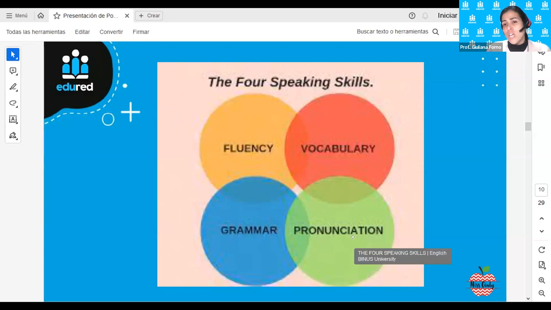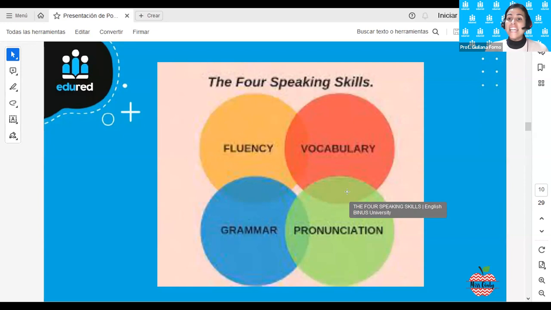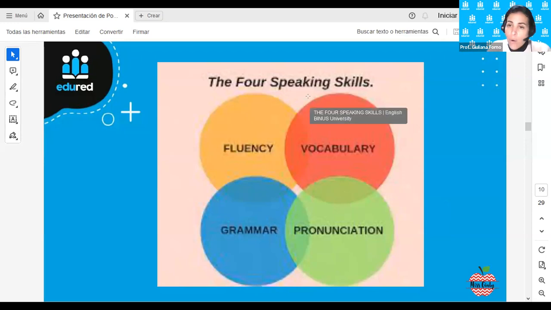And as I said, the pronunciation. With the pronunciation, we have the intonation. Remember that we need to be very aware of the punctuation. If I have a comma, if I have a point, if I have a colon, I need to respect that in case I need to number things. Or else, my students, my colleagues, or everyone around me are not going to understand what I'm saying because I go fast and with no intonation. So these four speaking skills are very important.